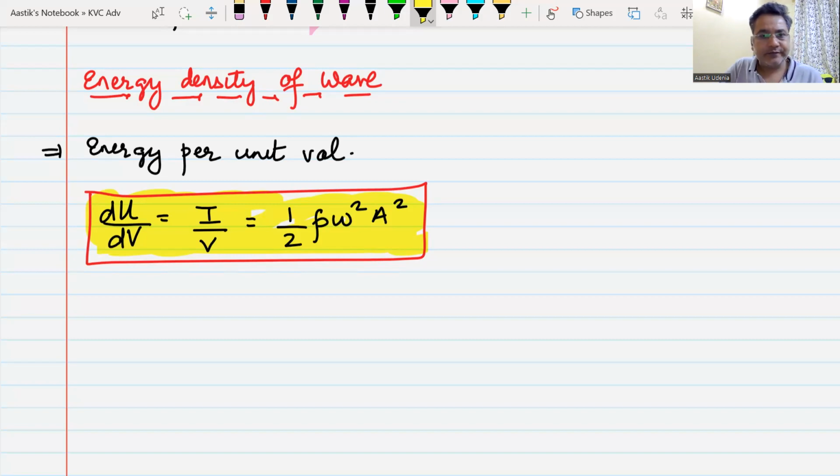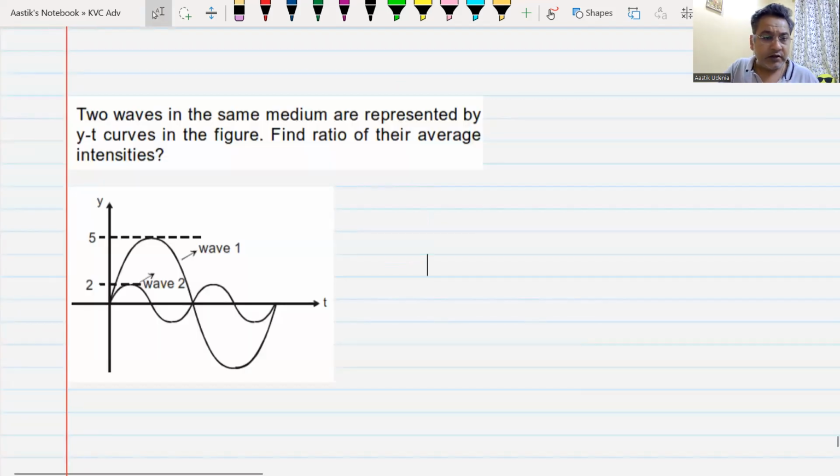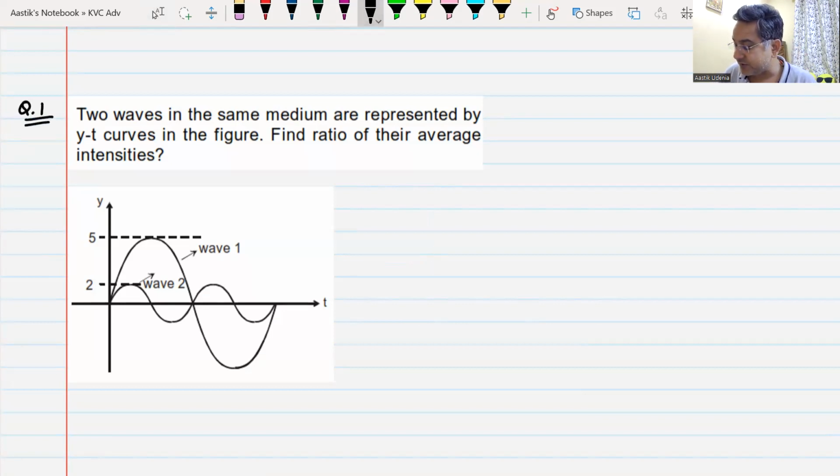Okay, I'll do it this way. Just give me one second to put this question. And the question looks like this. Two waves traveling in the same medium are represented by y-t curves as shown in the figure. Find the ratio of their average intensities. I'll give you 2 minutes to give me the answer.